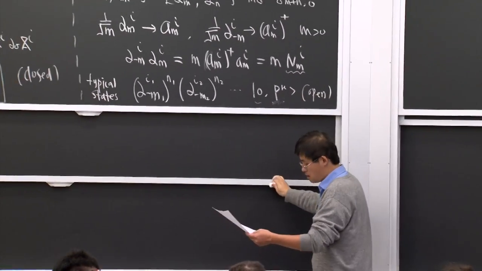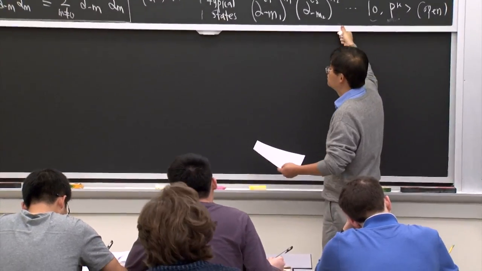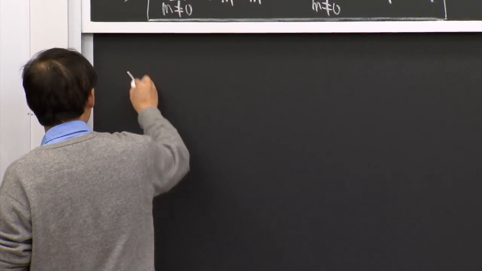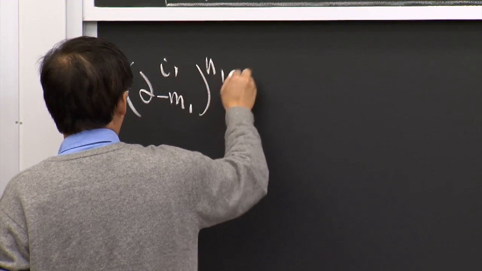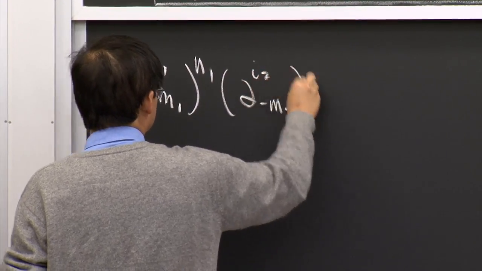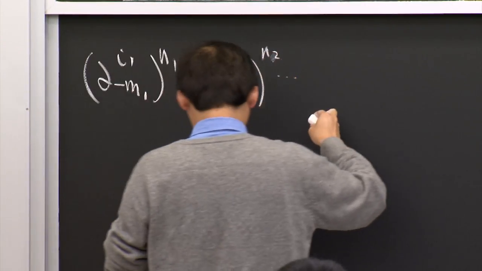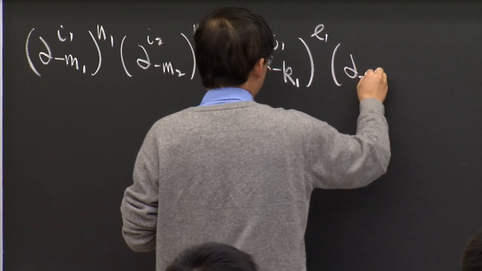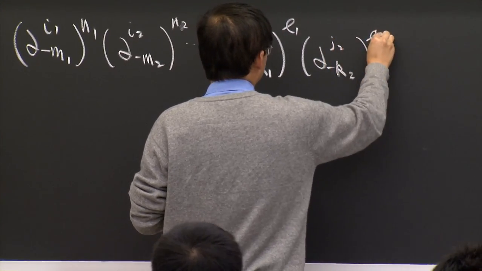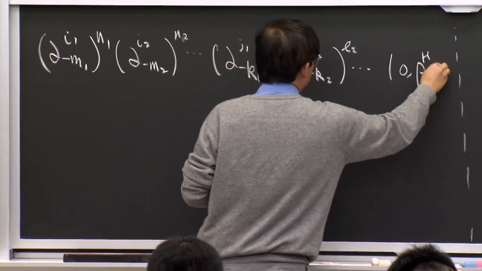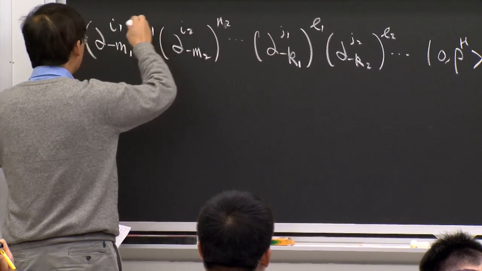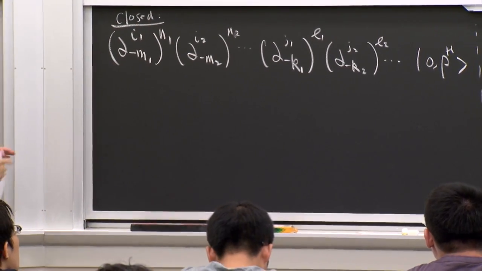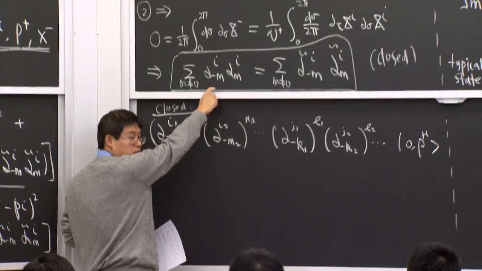And for the closed string, similarly, you have two sets of modes: alpha minus m1, i1, n1, alpha minus m2, i2, n2, and then also the other set, alpha tilde minus k1, j1, l1, alpha tilde minus k2, j2, l2, exciting the vacuum. So this is a typical state for the closed string. But the allowed states should still satisfy this constraint.